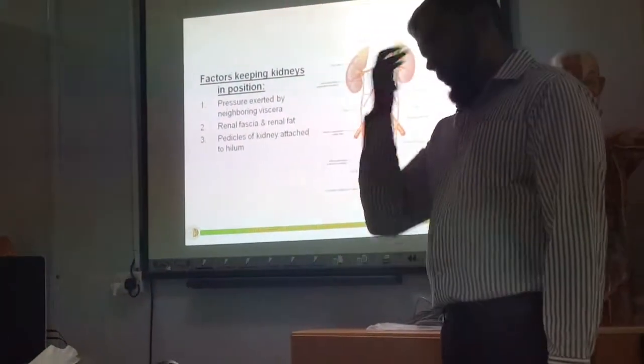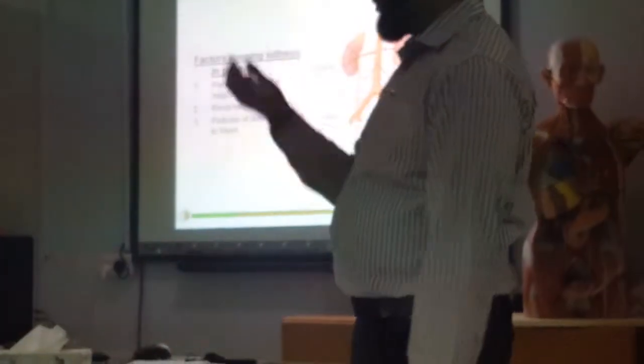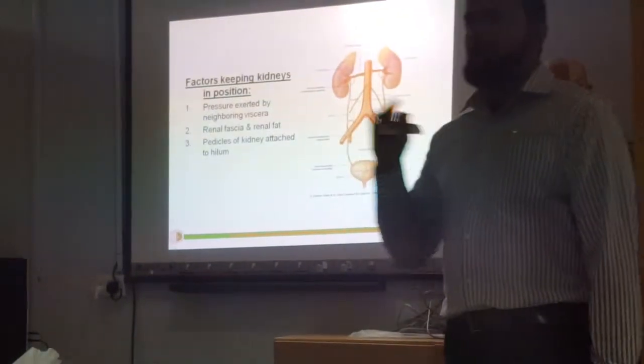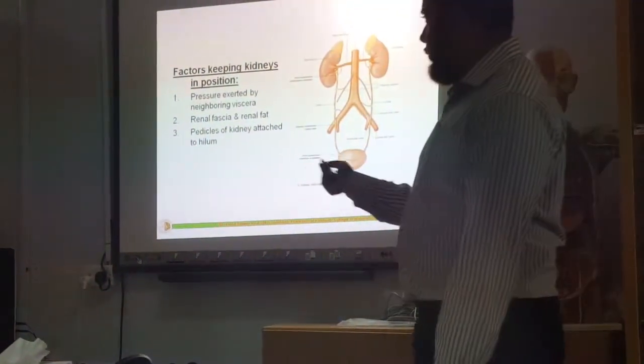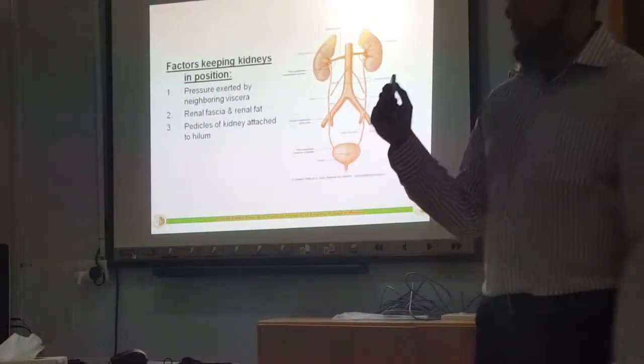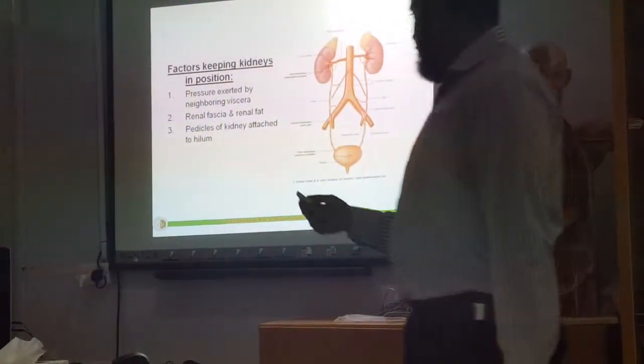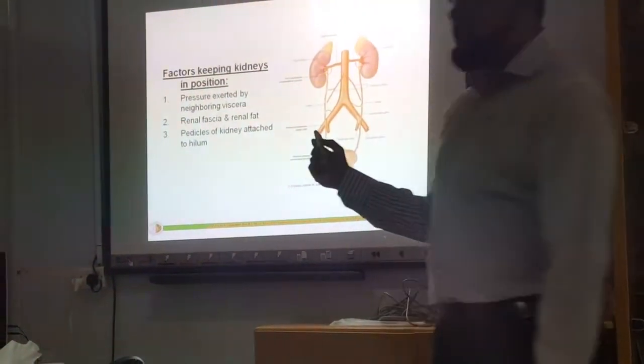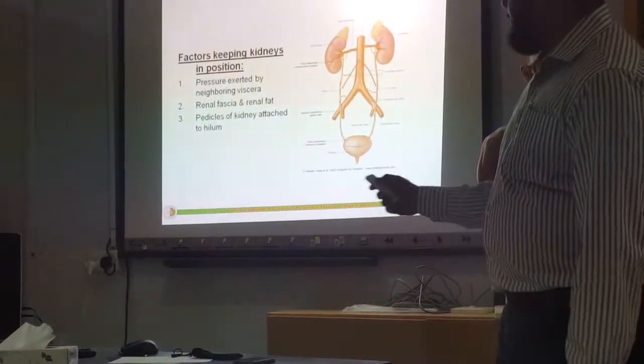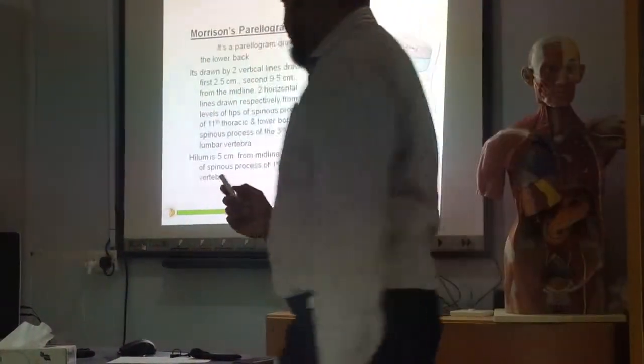There might be a question which they might ask you: what are the factors which are holding the kidney in its position? So you should be able to mention these three. One is the pressure within the abdomen because of the viscera in the abdomen. Second is the renal fascia and the renal fat. The third is the pedicles of the kidney.